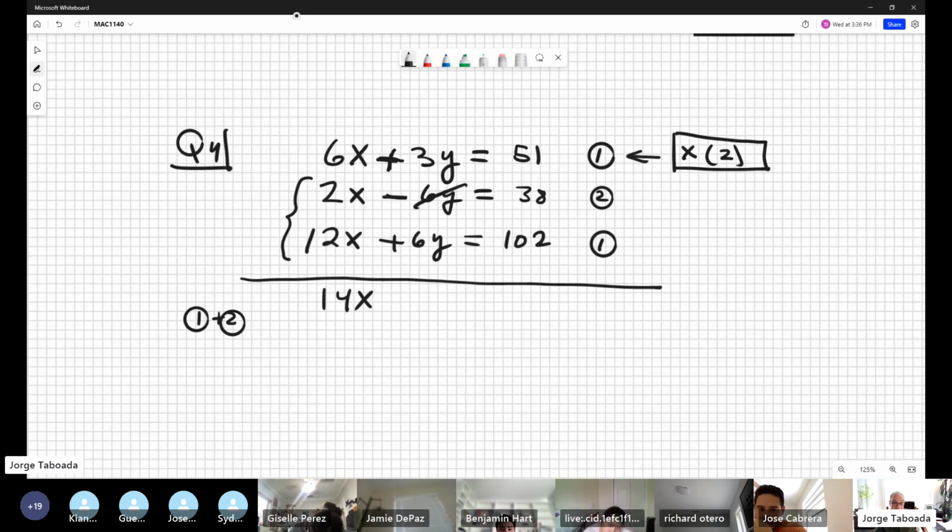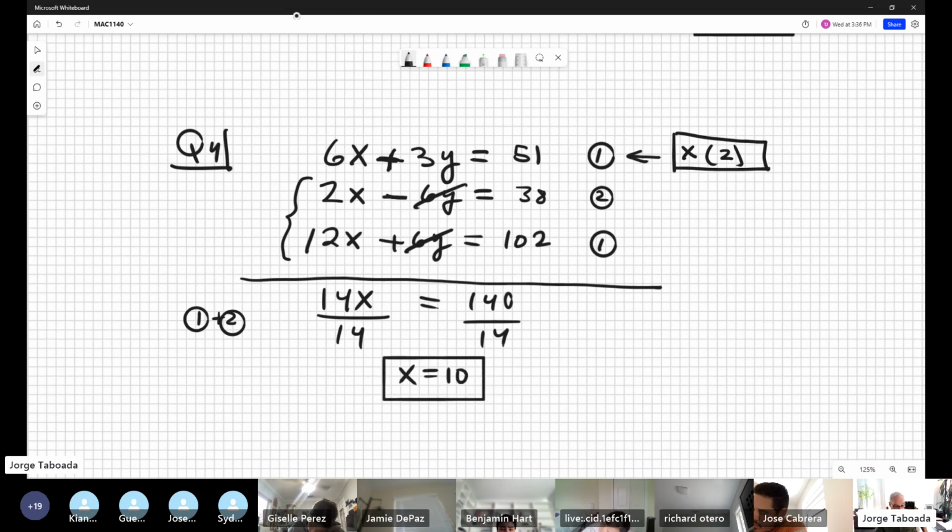The 6 is canceled. That was the intention at the beginning. And we have 140, which is 102 plus 38. Divide by 14 on both sides. It's over the 10. X equals 10.